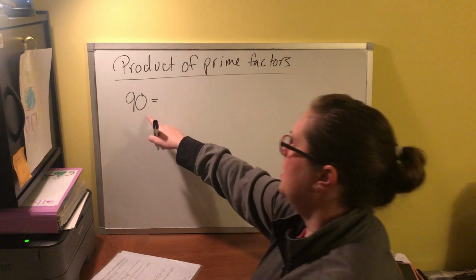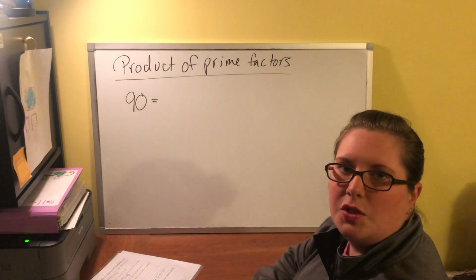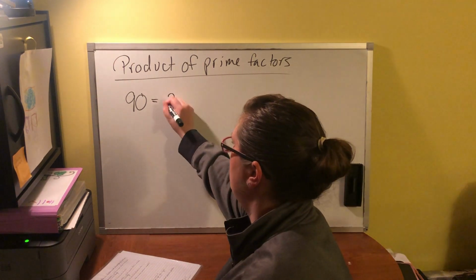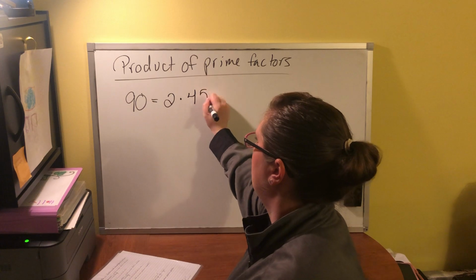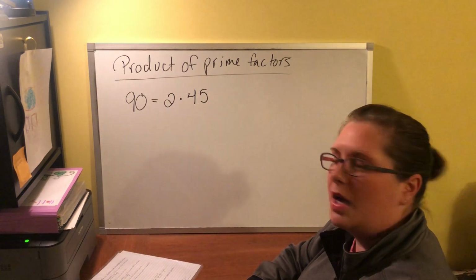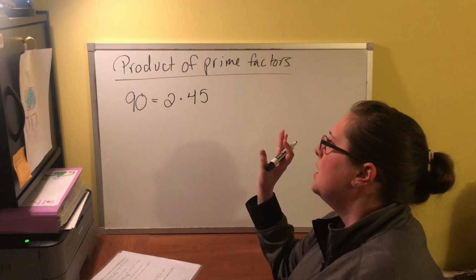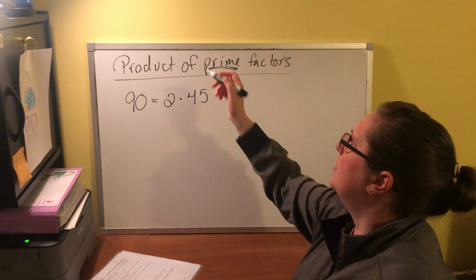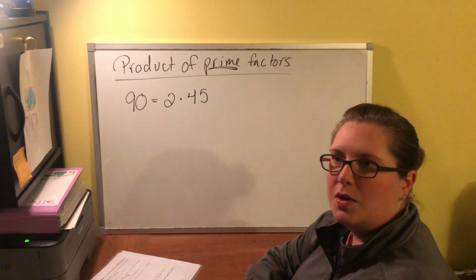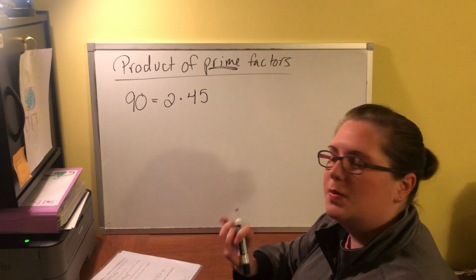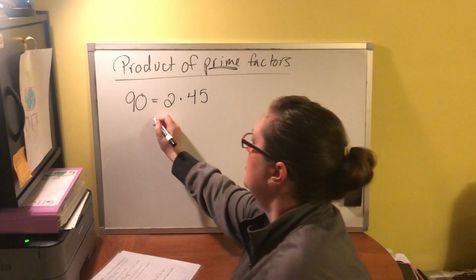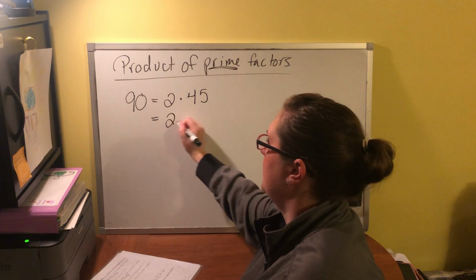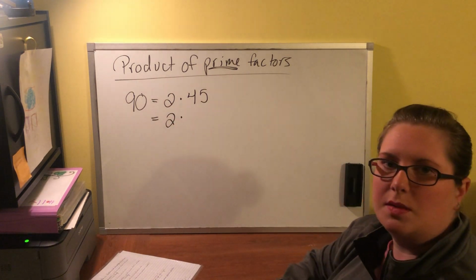So let's just say that's divisible by 2, right? Ends in an even number. So let's go ahead and do 2 times 45, okay? So now we're going to break this down. Is 2 a prime number, hence the prime factors, right? So is 2 a prime number? Yes, 2 is prime, right? It's only divisible by 1 and itself. So we're going to do another equal sign, and we're going to bring down that 2 and our multiplication symbol.